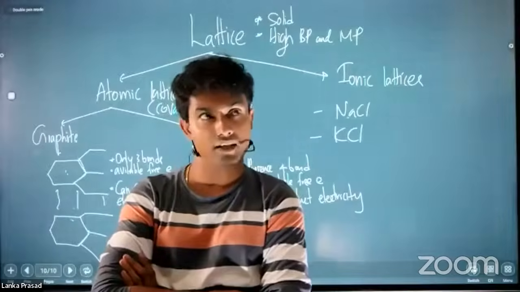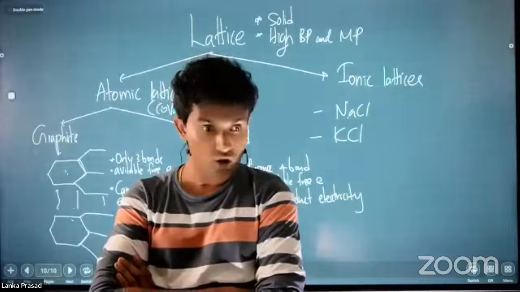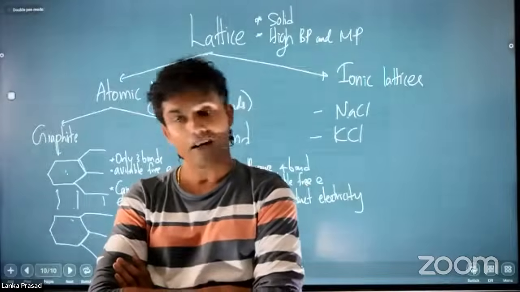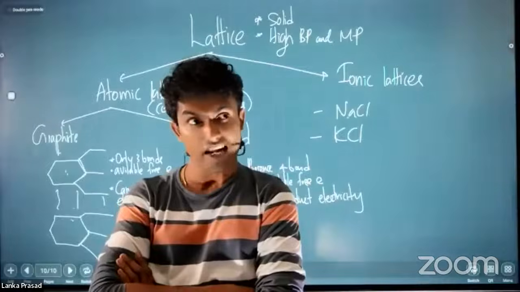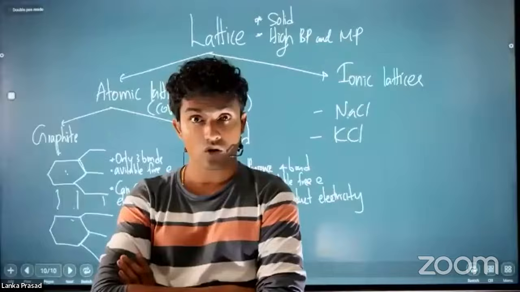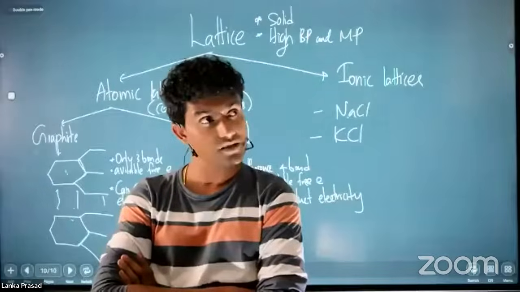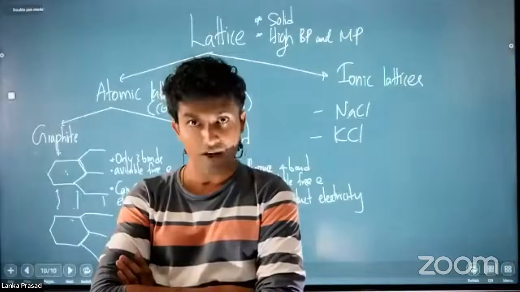Ionic bonds form between groups 1, 2 and 6, 7. Carbonate, sulfate, phosphate, that one is also ionic. Got it? Later you discuss ionic compounds. Ionic bonds are very strong, so they remain in solid state. They bind tightly, so the melting point and boiling point are very high.